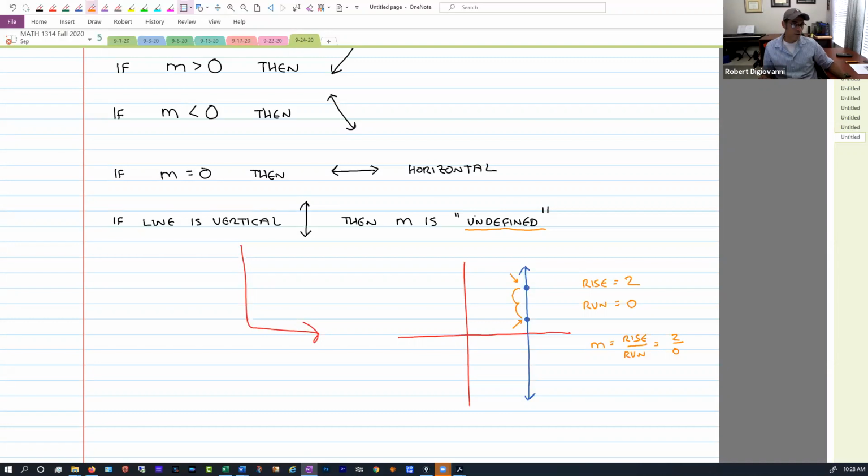Okay, any questions on this? Positive slope means pitched up, negative slope down, slope of 0 is flat, horizontal line. If your line is vertical, we can't even talk about slope. All right, next idea.